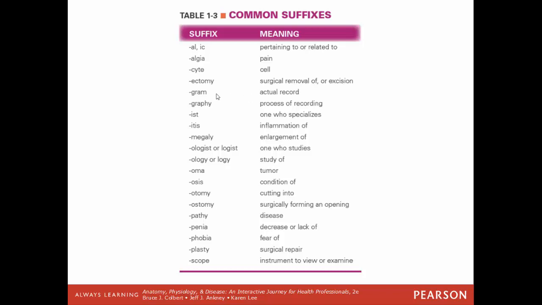The electrocardiogram is a recording of the electrical activity of the heart. Site always means cell. Algia always means pain. Osis, the condition of. Otomy, cutting into. It's like an appendectomy, the cutting into or the removal of the appendix. Pathy always means disease. Phobia, fear of. If you're hydrophobic, you are afraid of water. Plasty, a surgical repair. So a rhinoplasty is a surgical repair of the nose. So the fancy term for a nose job is rhinoplasty.